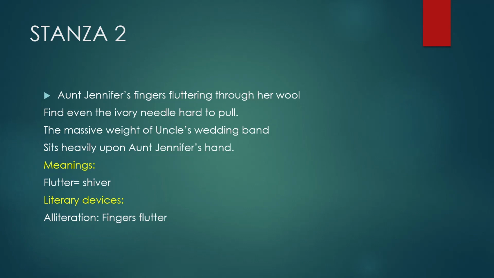Aunt Jennifer's fingers fluttering through her wool find even the ivory needle hard to pull. Wool, pull: so the rhyming scheme is AA. See here, Aunt Jennifer's fingers were fluttering as she tried to pull the ivory needle through the woolen cloth.